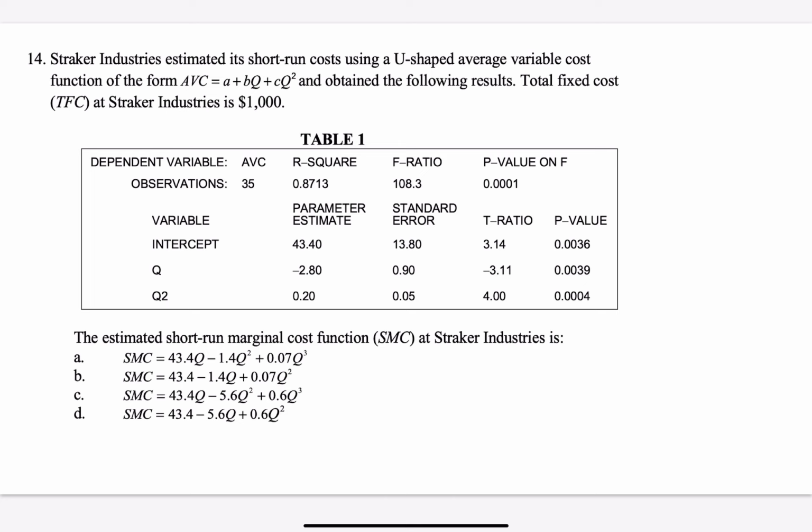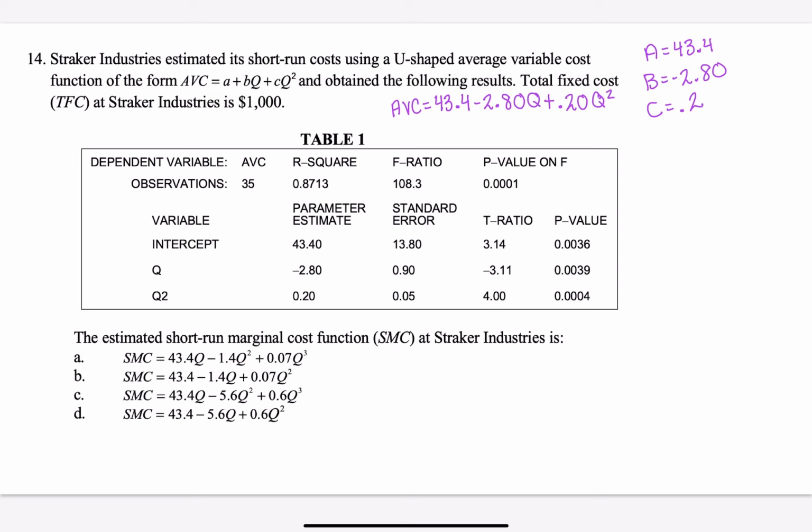Straker Industries estimates its short-run cost using a U-shaped average variable cost curve of the function AVC equals A plus BQ plus CQ squared and obtain the following results. Total fixed cost at Straker Industries is 1,000. So first, we're just going to write our average variable cost from this, which is going to be average variable costs equals 43.4 minus 2.80Q plus 0.20Q squared, which means we have A equals 43.4, B equals negative 2.80, and C equals 0.2.